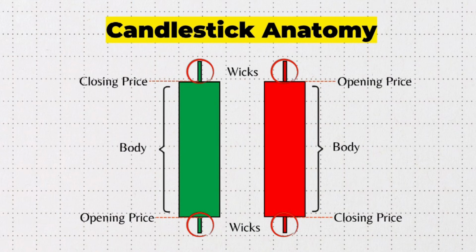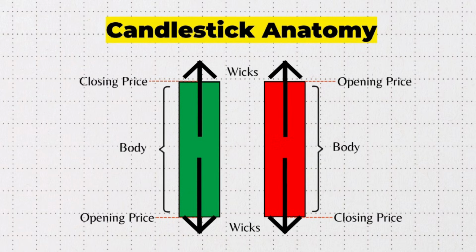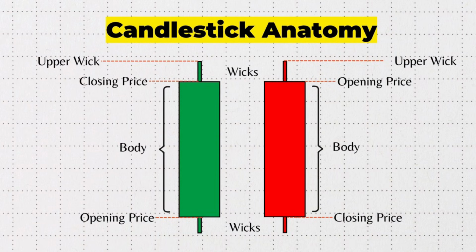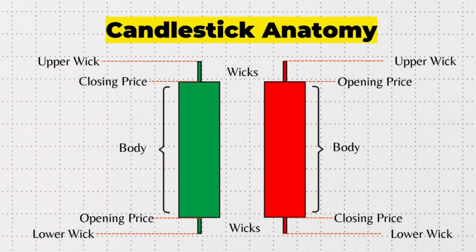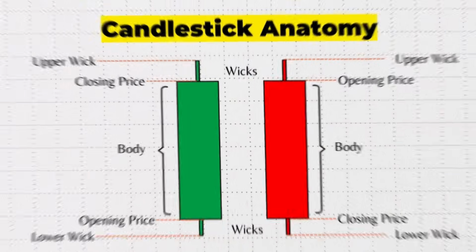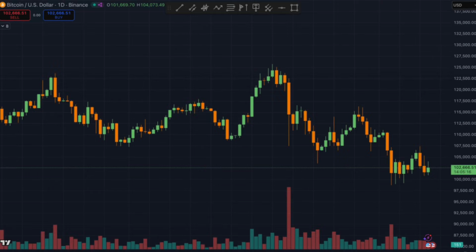They represent how far price moved beyond the open and close during that period. The upper wick shows how high buyers managed to push the price before sellers pushed it back down. The lower wick shows how low sellers managed to drive the price before buyers stepped in to push it back up. Now let's bring that story to life by looking at a real chart together.